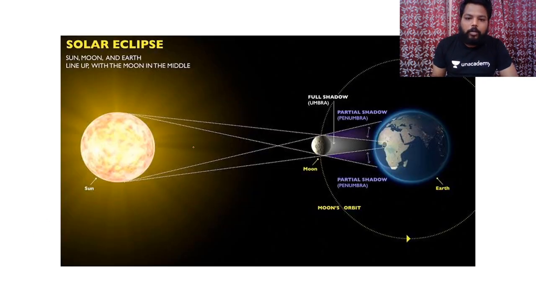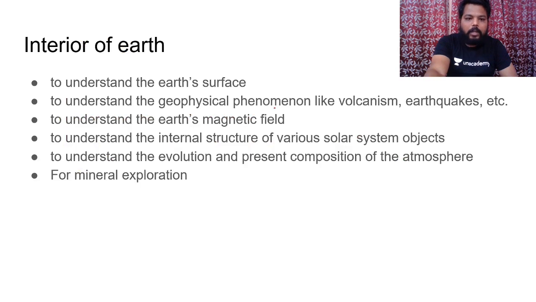And everyone knows about solar eclipse and lunar eclipse. There is nothing to say about this solar eclipse and lunar eclipse. Clear? So now we will start up with the core geomorphology section. Shall we move further? If everything is clear, I'll be moving further.